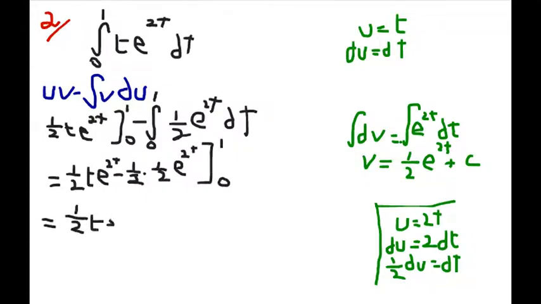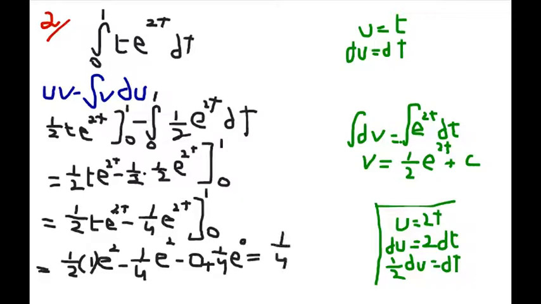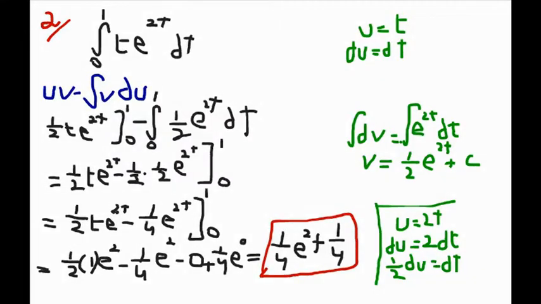Then we just multiply half and plug in our bounds. This gives us our final answer, which is 1/4 e to the 2 plus a fourth.